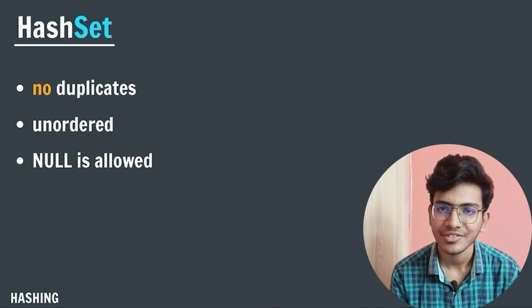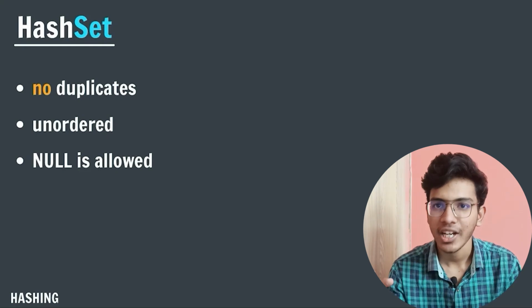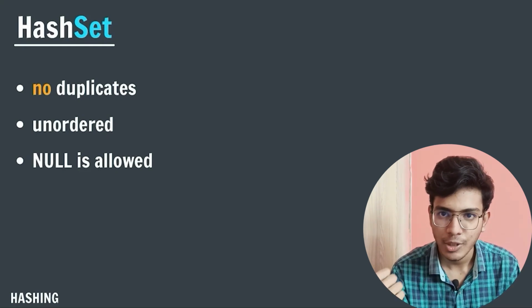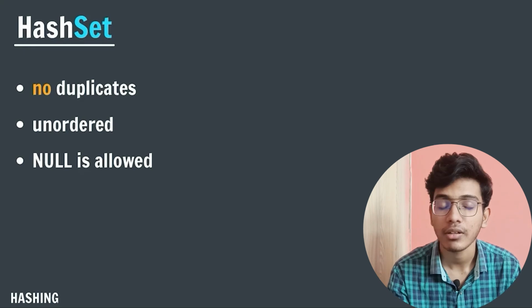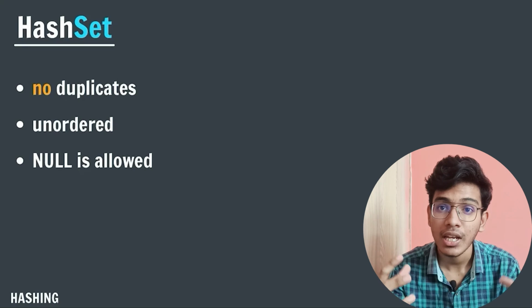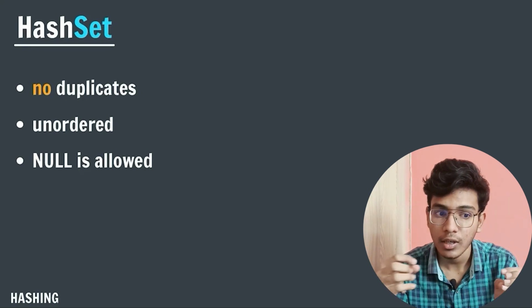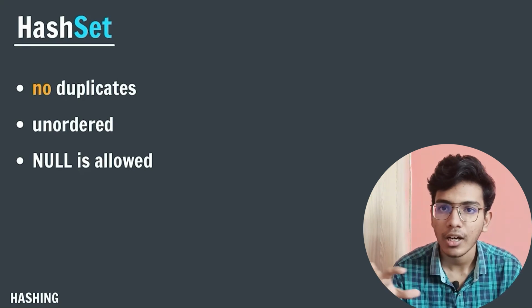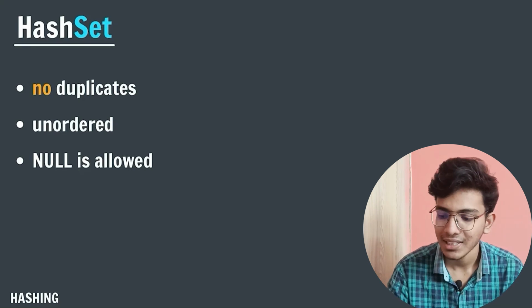So up to now we have seen what a map is, and three different data structures involved in map: hash map, linked hash map, and tree map. We have seen all of those, and we have seen the implementation and the operations involved in them. Now we're going to start the second part of the hashing concept, that is set.